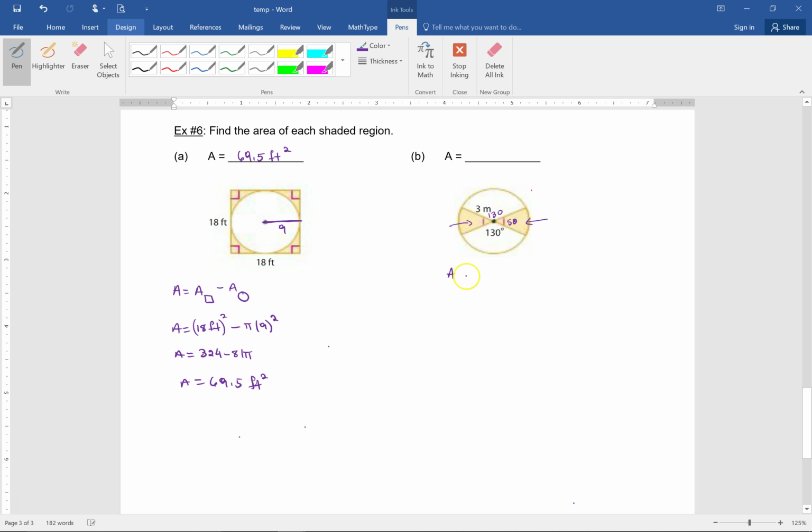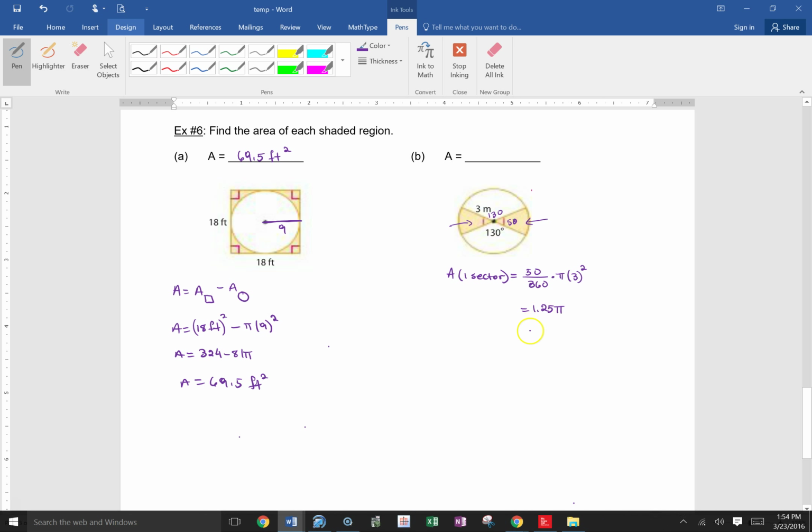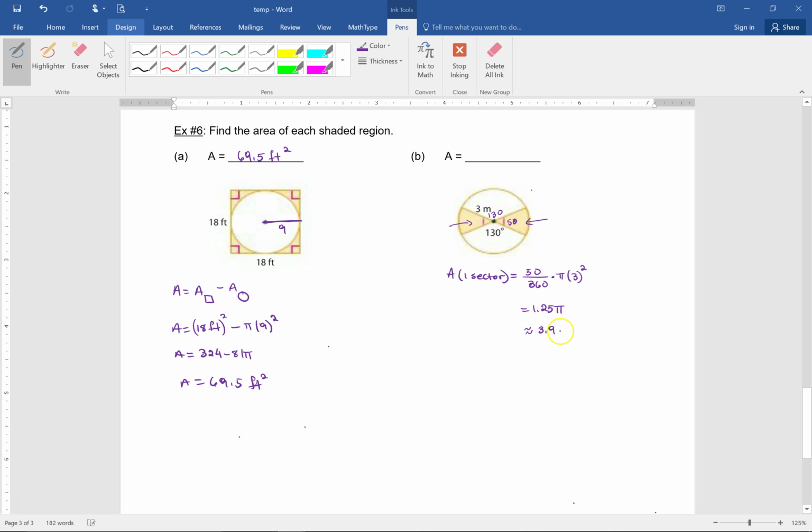So the area of one sector is equal to 50 over 360 times pi r squared, pi 3 squared. That means this is about 1.25 pi, which is 3.9 meters squared. That's the area of one sector. So how would you find the total area? You double it. 7.8 square meters.